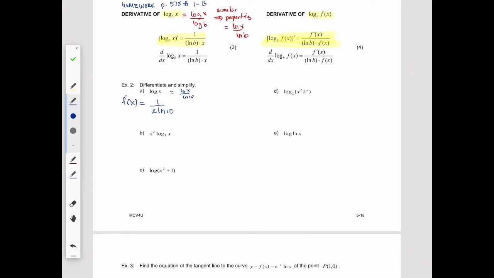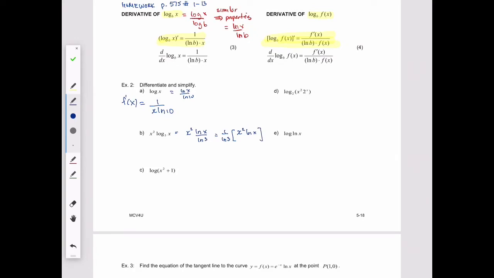Let's try part B. Part B, again, I'm going to write this slightly differently. I'm going to say that this is equal to x squared ln of x over ln 3. Or that's equal to, if you want to consider it as being 1 over ln of 3, which is my constant, times x squared ln of x.